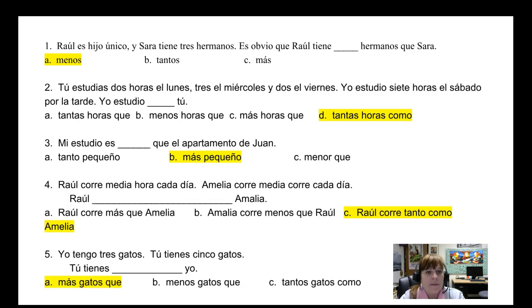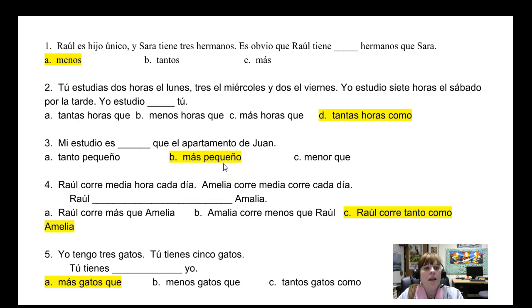Mi estudio es blank que el apartamento de Juan. Mi estudio es más pequeño. So this one you don't have as much context, right? My studio is smaller than Juan's apartment. So the reason I'm using más pequeño que, right, is that this already has que in it. So you'd be saying menor que que, right? So that just doesn't fit. Tanto pequeño que, tan and tanto are always used with como, right? It's never used with que. So your only option is más pequeño.